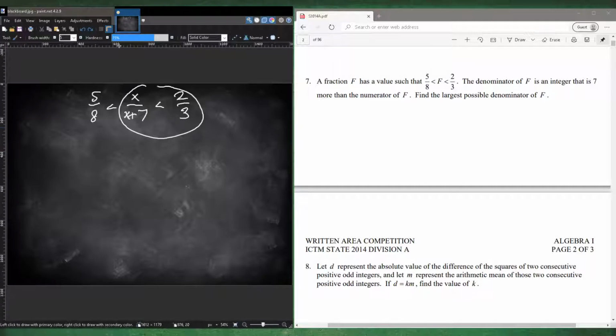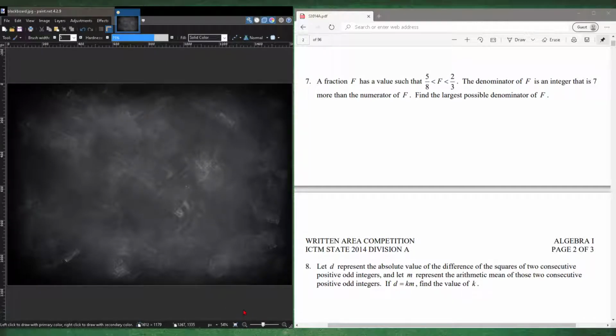So using this, we have 3x, cross multiplying, is less than 2x plus 14. So that's x is less than 14. That means x is equal to 13 because it can't be 14. So find the largest possible denominator. Denominator is x plus 7. So x equals 13, so 13 plus 7 is 20. So your answer for number 7 is 20.